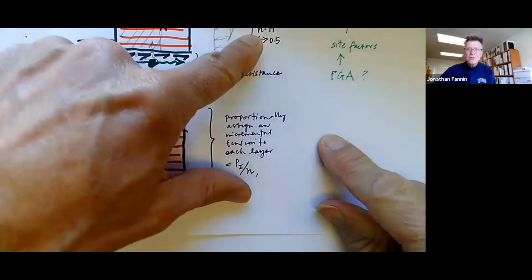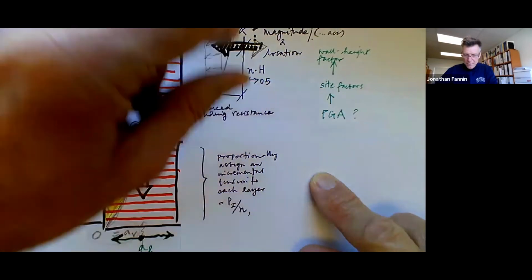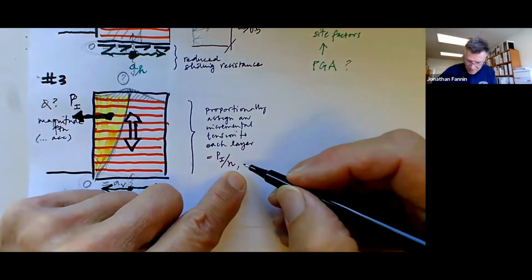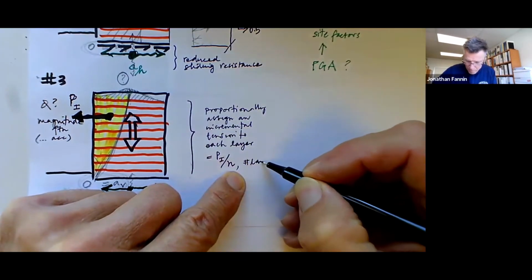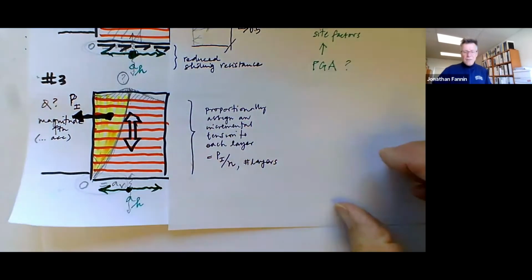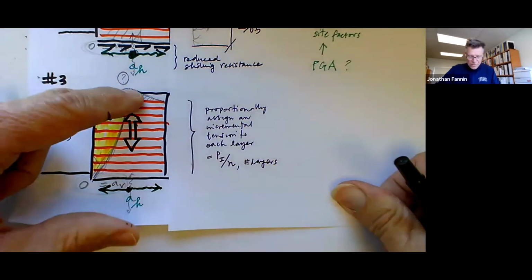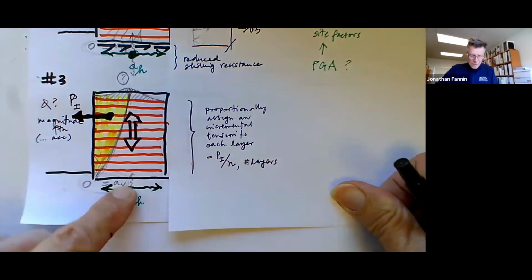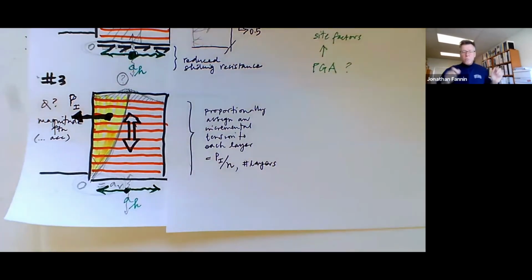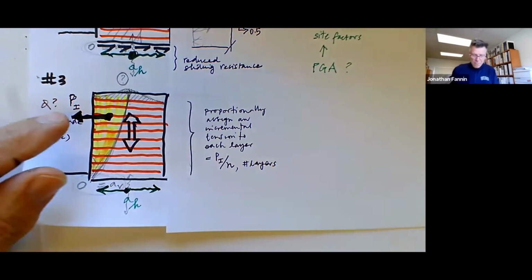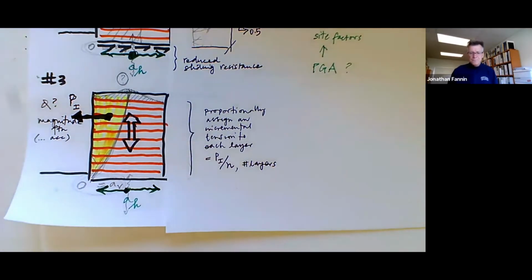Sorry that I've used the same symbol as n up here, so I'm going to redefine this as the number of layers. And thus, today, once you've calculated this, you say each of these layers takes an equal proportion of the magnitude of this inertial thrust. And where's the basis for that?